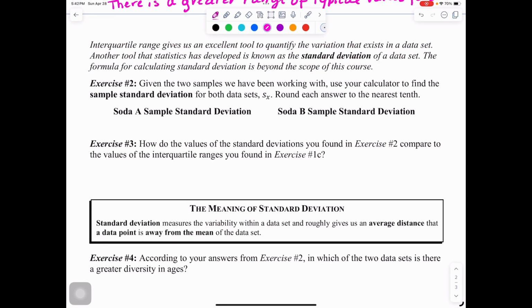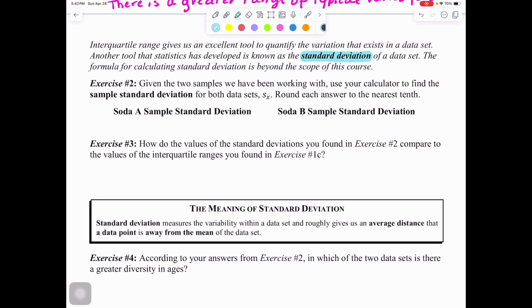It says interquartile range gives an excellent tool to quantify the variation that exists in a data set. Another tool that statistics has developed is known as the standard deviation of a data set. The formula for calculating standard deviation is pretty difficult, so it's beyond what we need to do in this course in algebra. What we're going to do, though, is use it to make conclusions and interpret our data. So again, the main shift here is we're going to start talking about standard deviation.